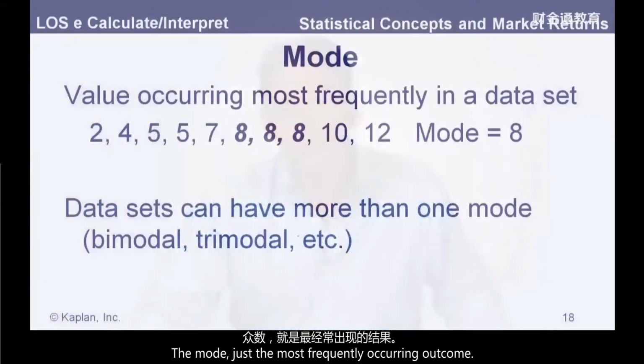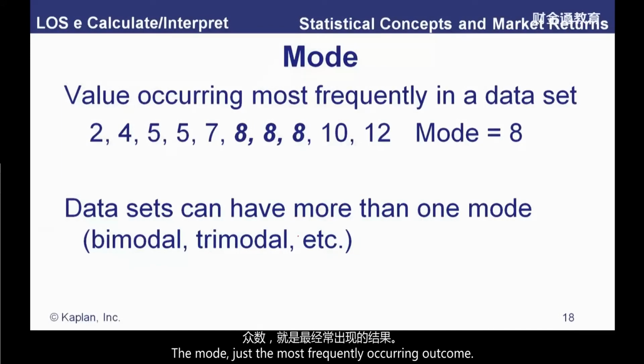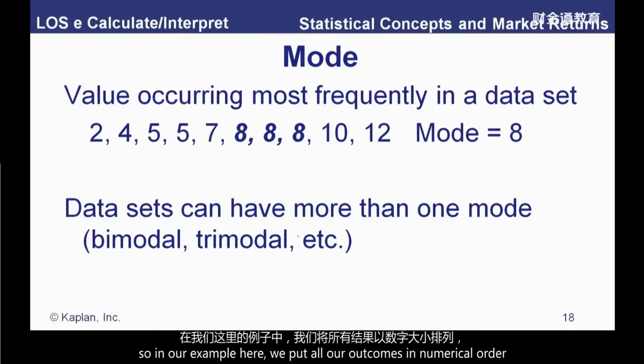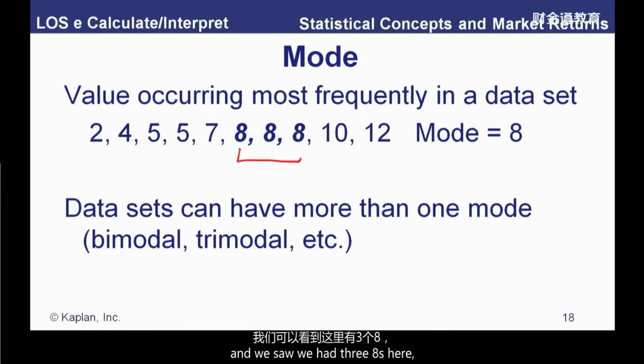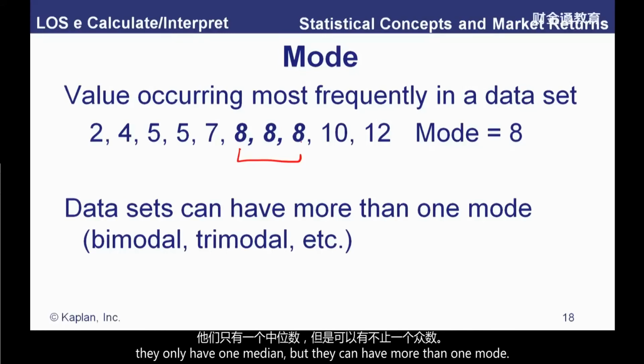The mode is just the most frequently occurring outcome. So in our example here, we put all our outcomes in numerical order, and we saw we had 3 8s here. That's the mode. Now data sets only have one mean. They only have one median. But they can have more than one mode.